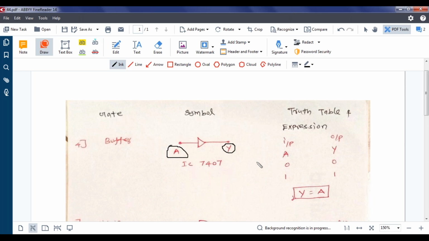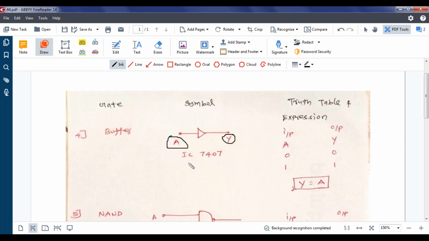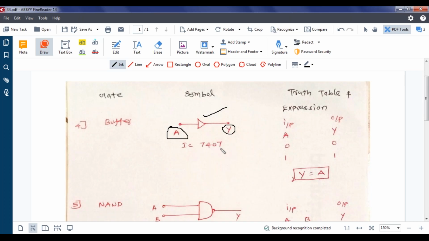Buffer might be used in the memory section, or if you want to delay your process, you can use buffers. The buffer IC number is 7404, sorry, 7407, and this is the symbol. If there is a round mark at this place, then it is a NOT gate. If there is no round mark, that will be a buffer. So the IC number is 7407. The buffer's IC number is 7407.